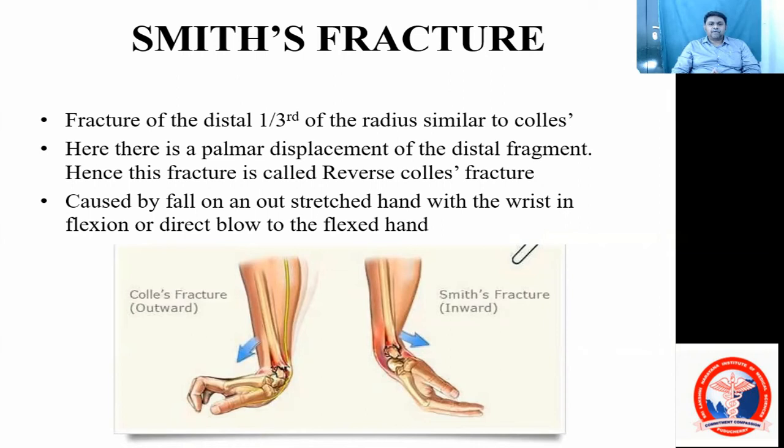So this picture represents the Colles fracture. The first picture on the left side shows the Colles fracture, where the patient falls with an outstretched hand with wrist in extension. Smith fracture is a fall on an outstretched hand with wrist in flexion.